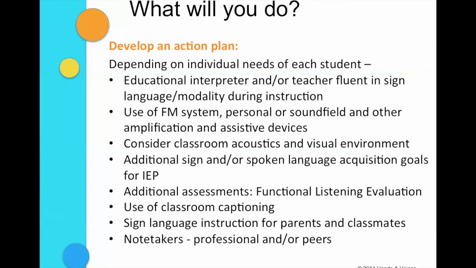The National Hands and Voices has a great tool when considering supports students might need called the IEP and 504 Accommodations and Modifications Checklist. That's on their website, handsandvoices.org. The functional listening evaluation can also be found on that Hands and Voices website. Also, many of these are listed on the IEP or 504 checklist.